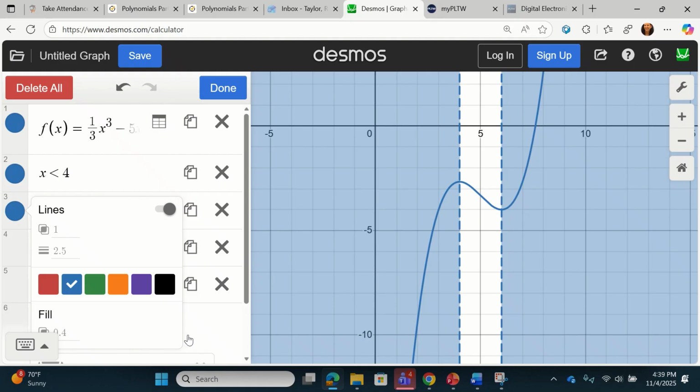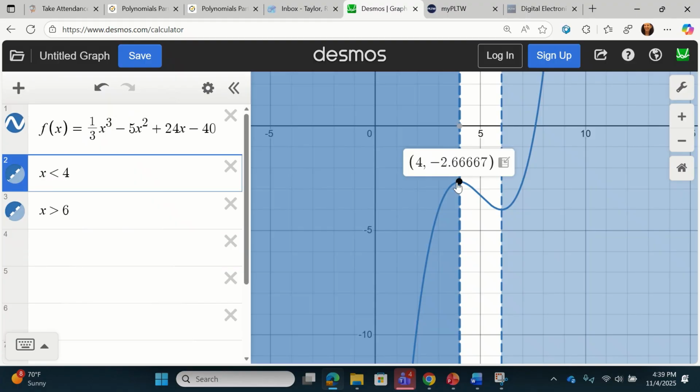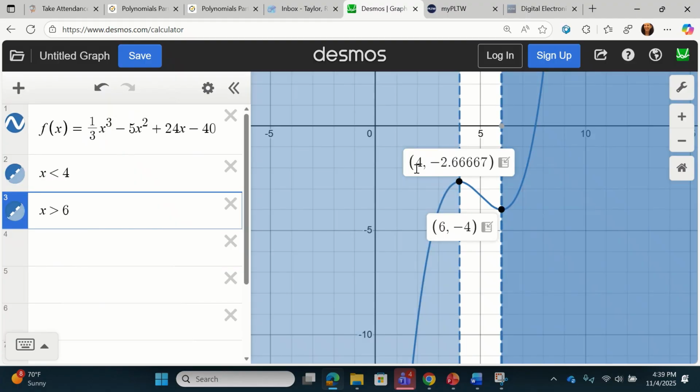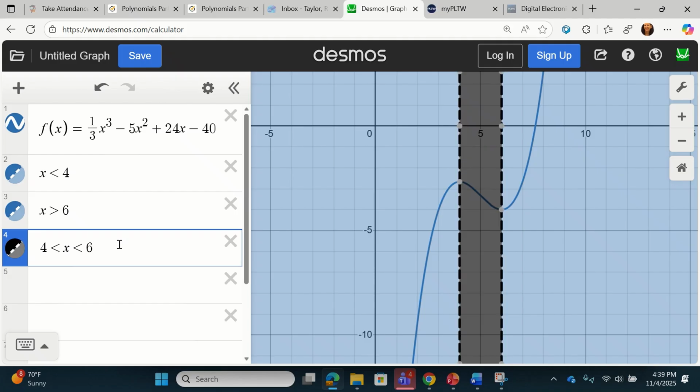Beautiful. Okay. And then in between here is where it is decreasing, and we're going to be highlighting that in black, and that would be the interval in between, so anywhere from 4 to 6. So 4 is less than x is less than 6. Oh, and that one came out black for me, so yay. So we got the blue and the black, and we do have to do that in separate intervals.